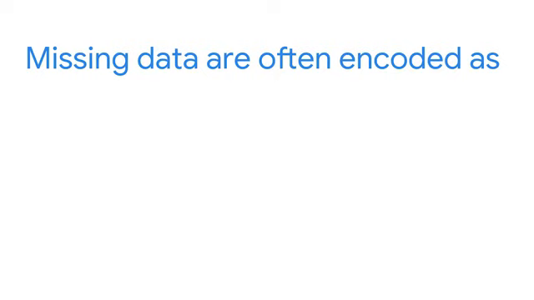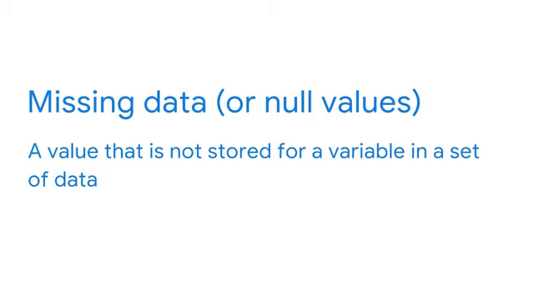Missing data, which is often encoded as a NA, NaN, or blank, is defined as a value that is not stored for a variable in a set of data. This is different from a data point of 0. I'll explain more on that in a bit.